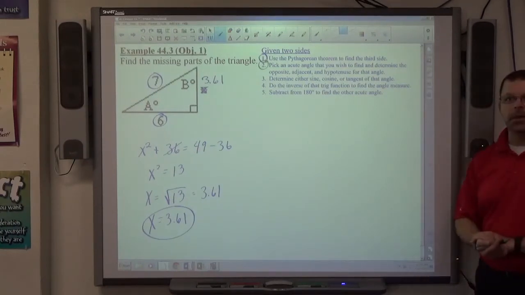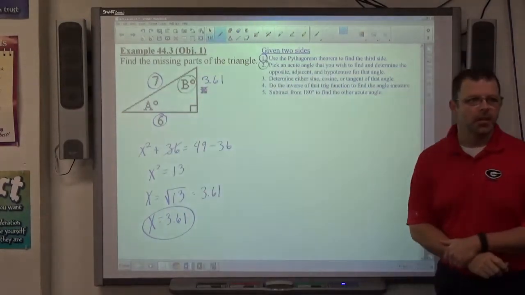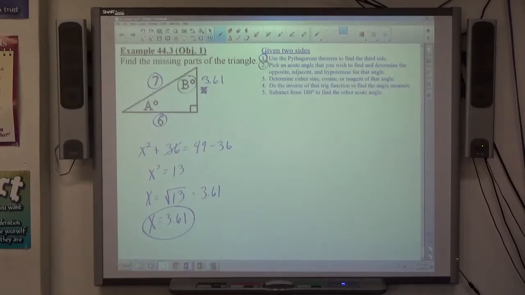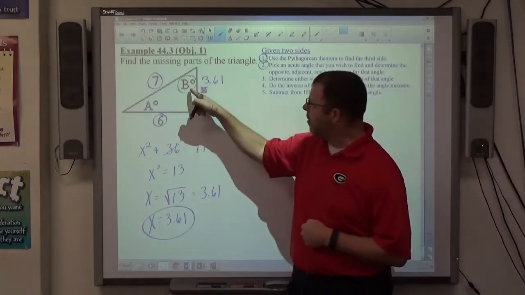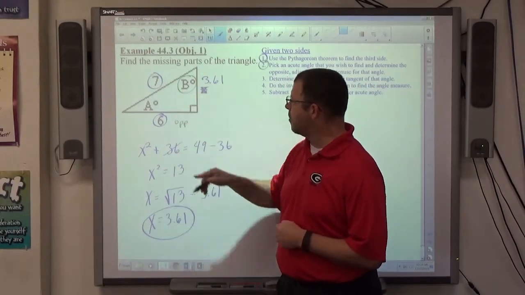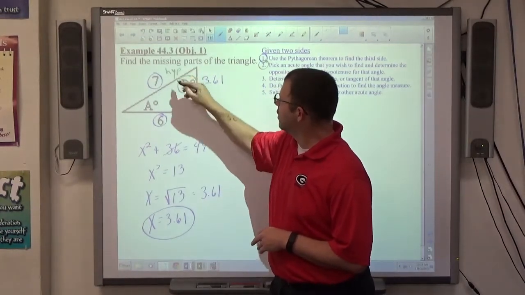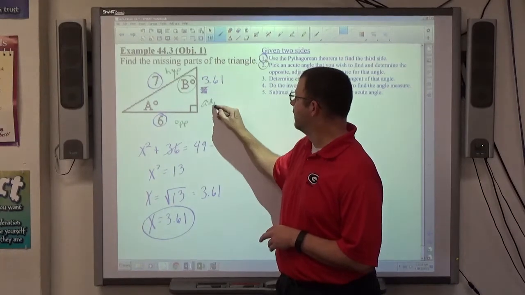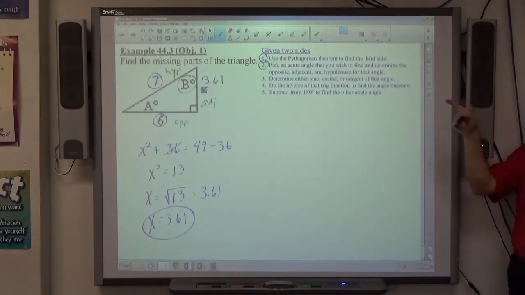So, do you want to find A or B? B. Find B. Whoever speaks up first wins. Alright, so we want to find B. So I have to establish the opposite, the adjacent, and the hypotenuse for B. So what's opposite B? 6. Okay. Go across the triangle, we find opposite. Which is the hypotenuse? And which is the adjacent? Opposite the other one, right? Because you guys already did the hard work. Alright, so go across the triangle, you get opposite. Go across the triangle from the right angle, you get hypotenuse. The third side is the adjacent.